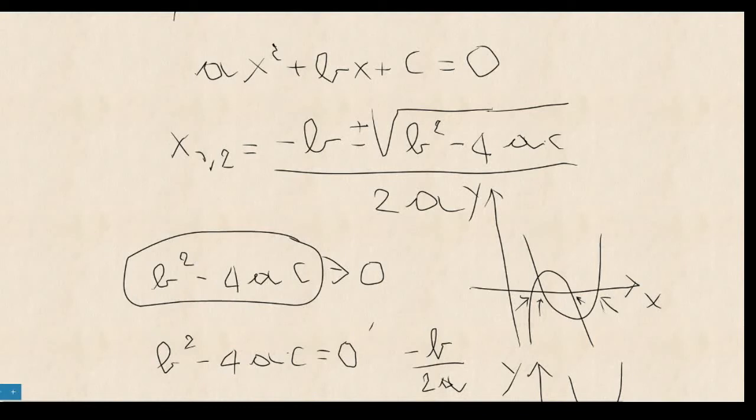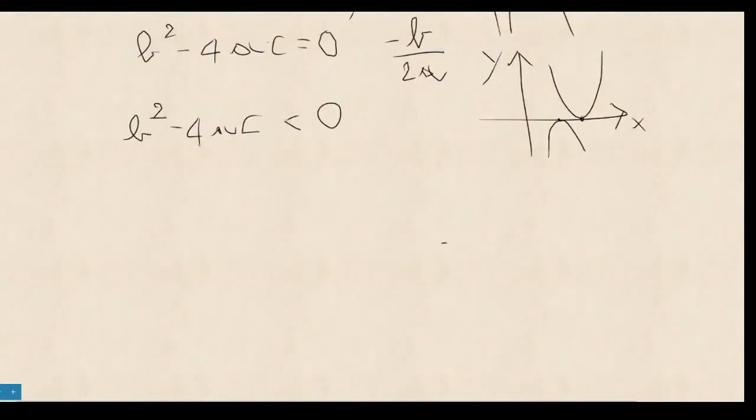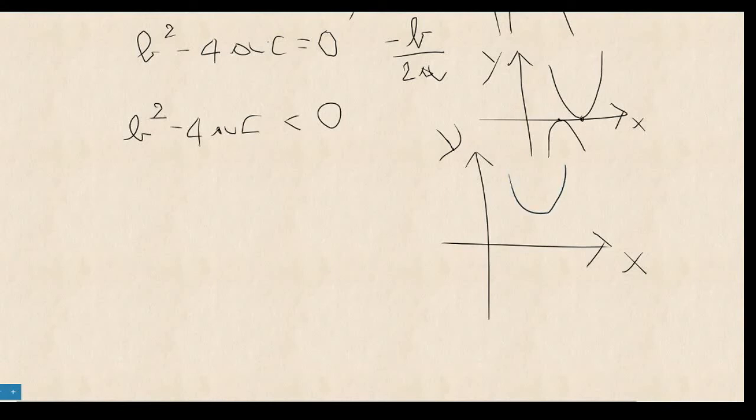So what would that look like on a plot? We would have the following. For example, we could have something like that. As you can see, we never cross or touch the x-axis. Or we could have something like this. So these are two examples where we have no solution.